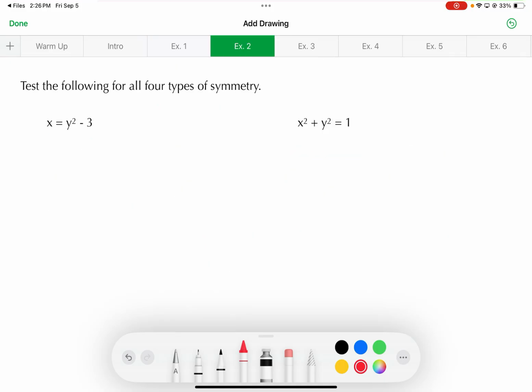All right, example 2, we've got a couple other equations to do the same thing with. X equals y squared minus 3. Let's do x-axis first. And again, the rule is x, y becomes x, negative y. So replace y with a negative y. Use parentheses here. And I result in the original equation. So I'm going to say, yes, we have symmetry here.